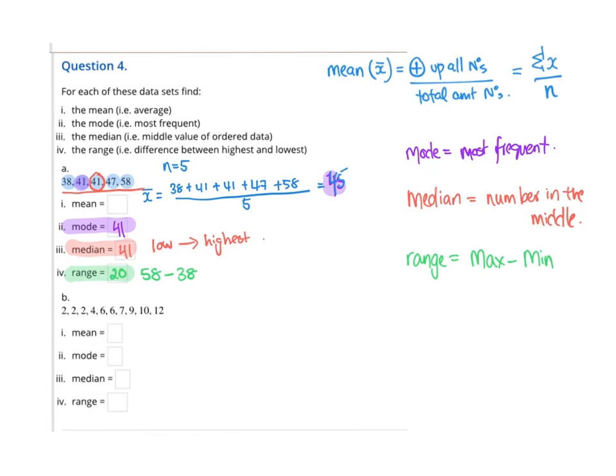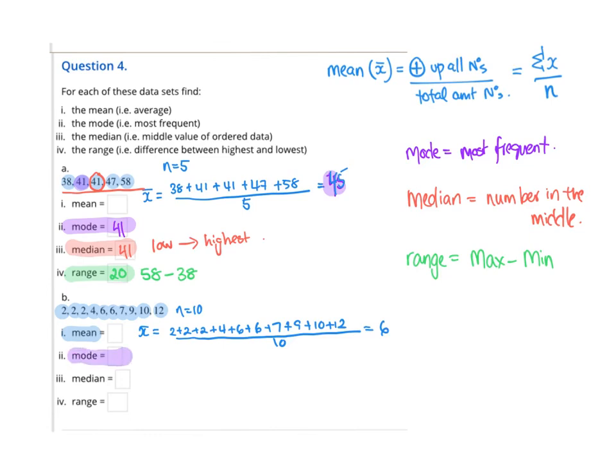So if we count along, we've got 1, 2, 3, 4, 5, 6, 7, 8, 9, 10. So n equals 10. When we're finding the mean, we're going to add all those up and then divide by 10. Let's have a look at what that equals. So I got 6. Hopefully that one's right.